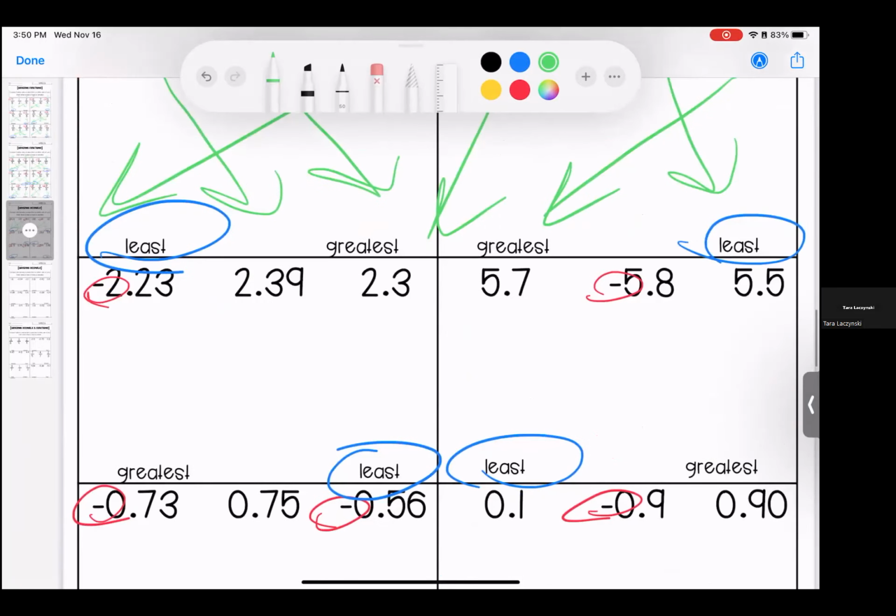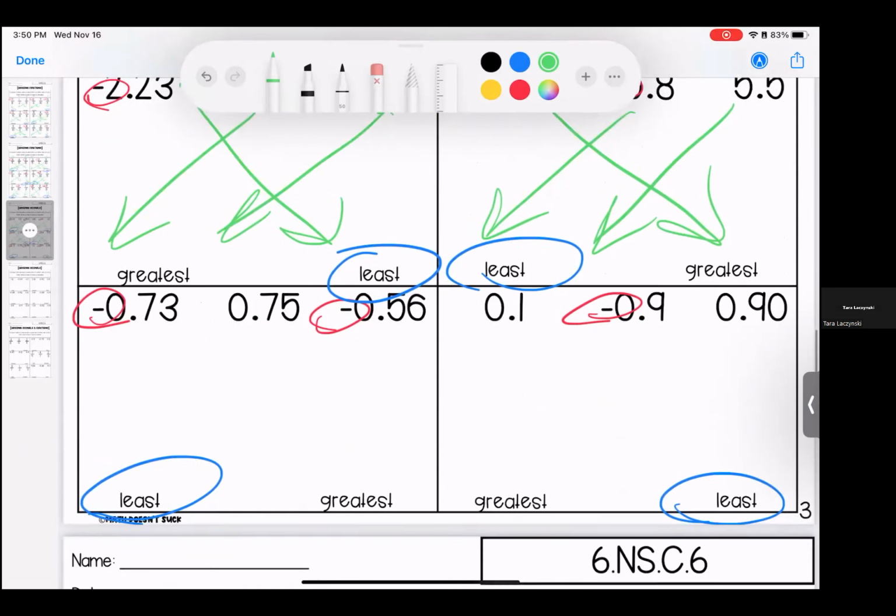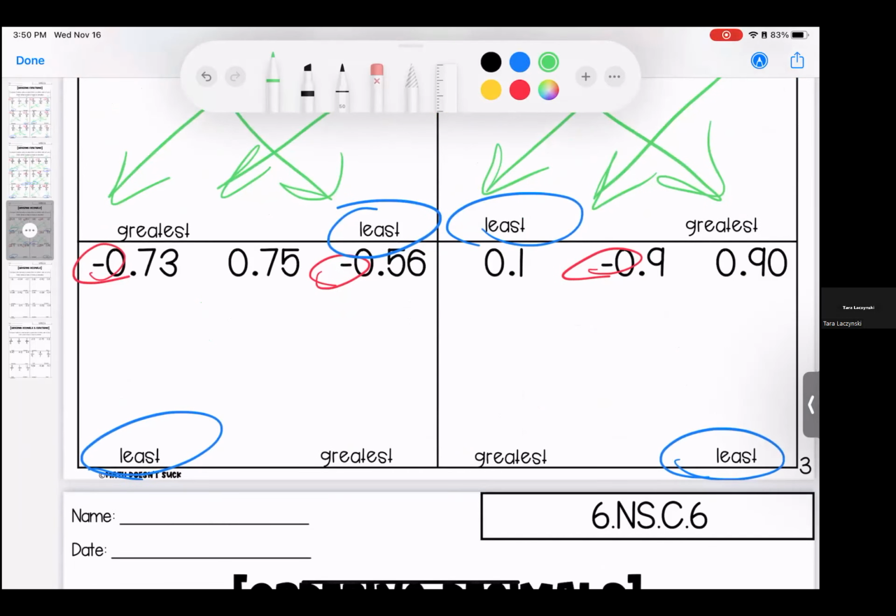Coming down here, starting with the greatest, 2 and 3/9, 2 and 3. 0 is our hero. It helps our brain make solid connections. Looking over here, least is definitely the negative one, middle, and end. These are much easier to compare because they don't take much thought. Our brain is really good at decimals.